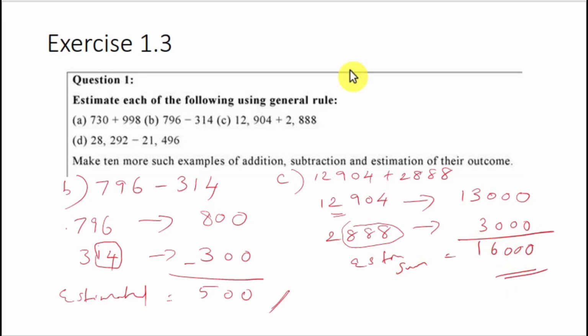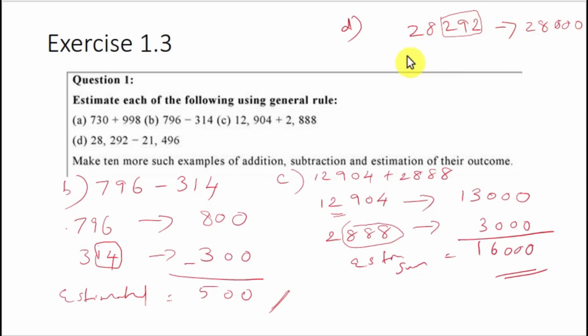Okay, here D I am doing here. Here 28292, we have to round off to the nearest 1000. So we have to check this. 292 is close to 0. So we have to write it as such, 28,000.